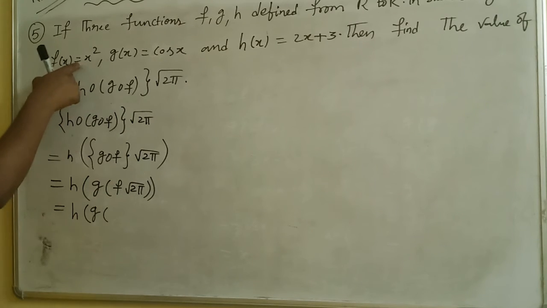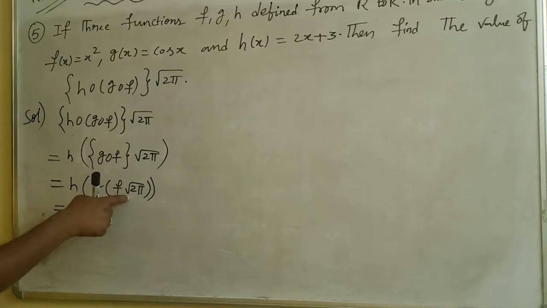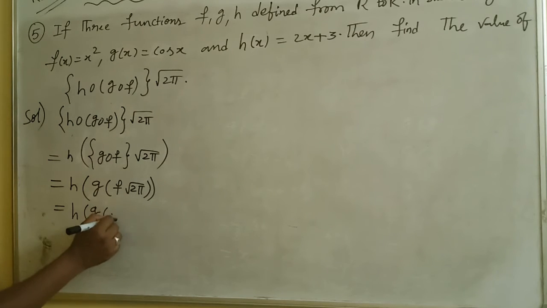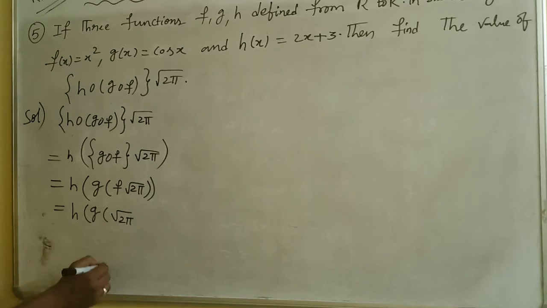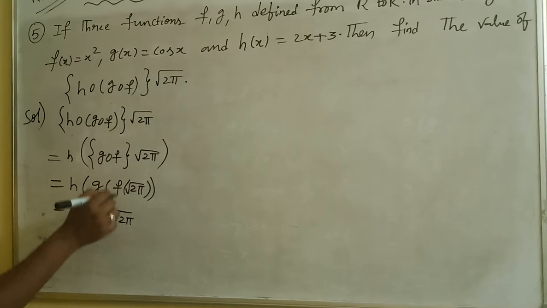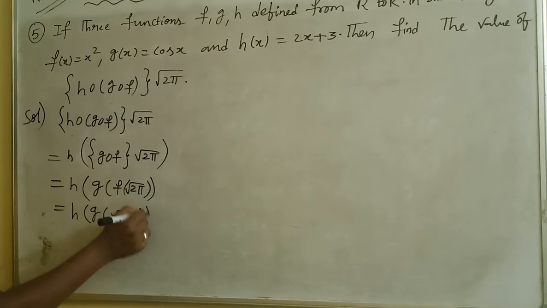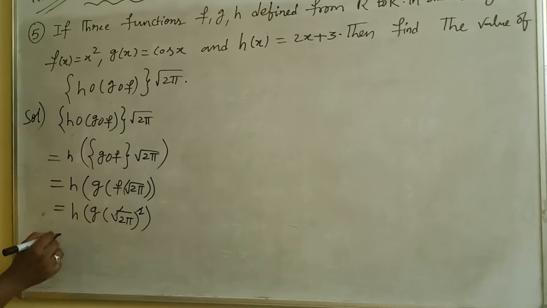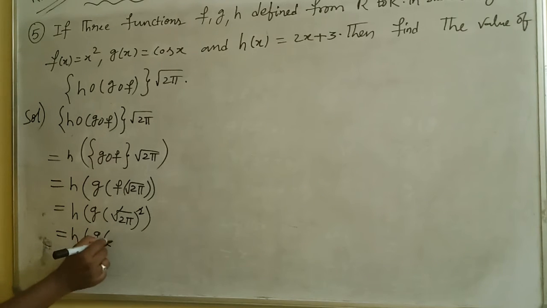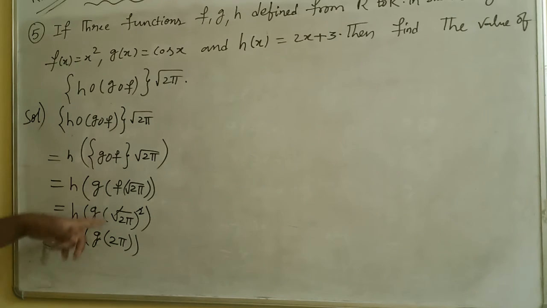What is f of x? f of x is nothing but x square. So wherever x is there, I need to substitute root 2 pi. So now root 2 pi whole square. Square and root get cancelled. Then h of g of 2 pi. I hope you all understood this.